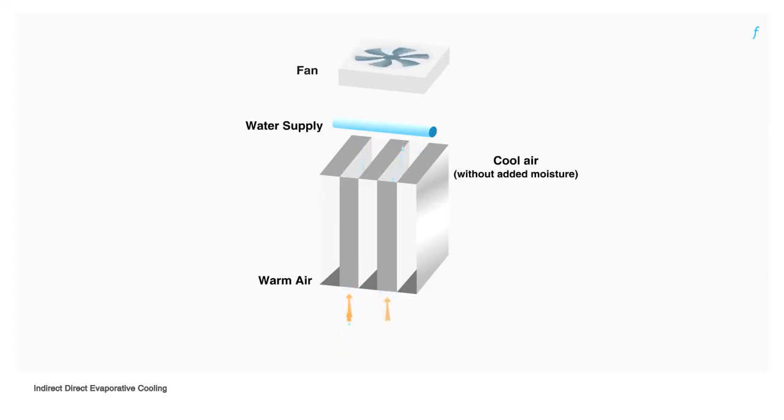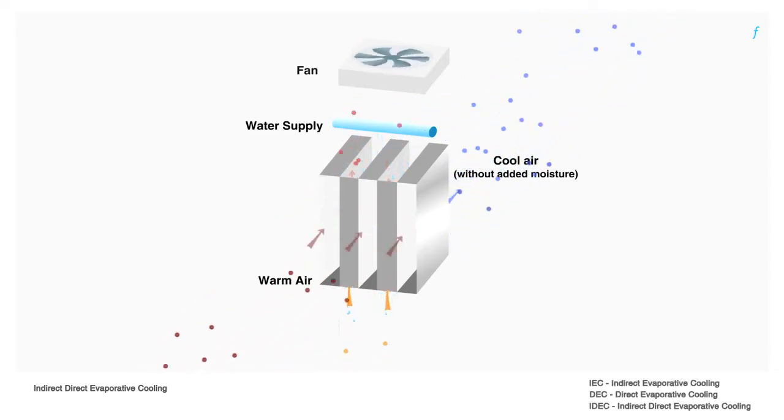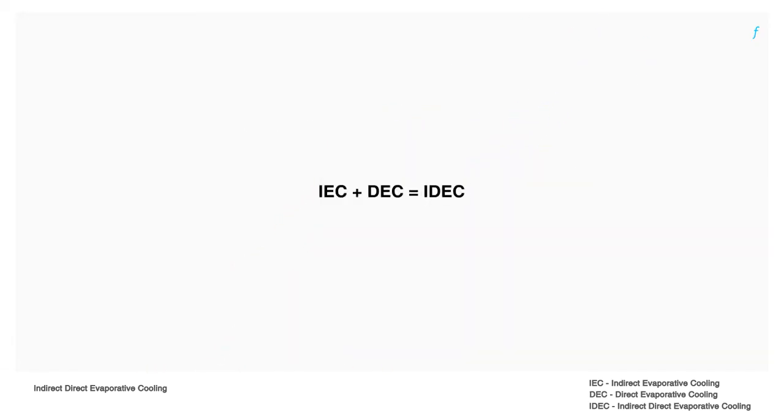The fans are switched on, and as warm air passes over the wet surface of the heat exchanger, water on it evaporates and the material of the heat exchanger is cooled. Air is then passed through the dry panels of the heat exchanger, where it is cooled by virtue of its interaction with the cool surface. This cooled air, without any added moisture, is let out at the other end. In indirect direct evaporative cooling, air is cooled first with indirect evaporative cooling and then cooled further with direct evaporative cooling.